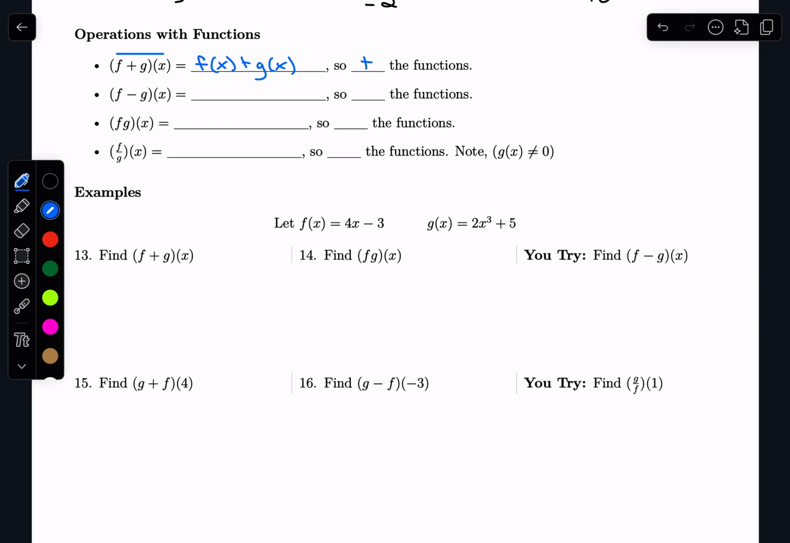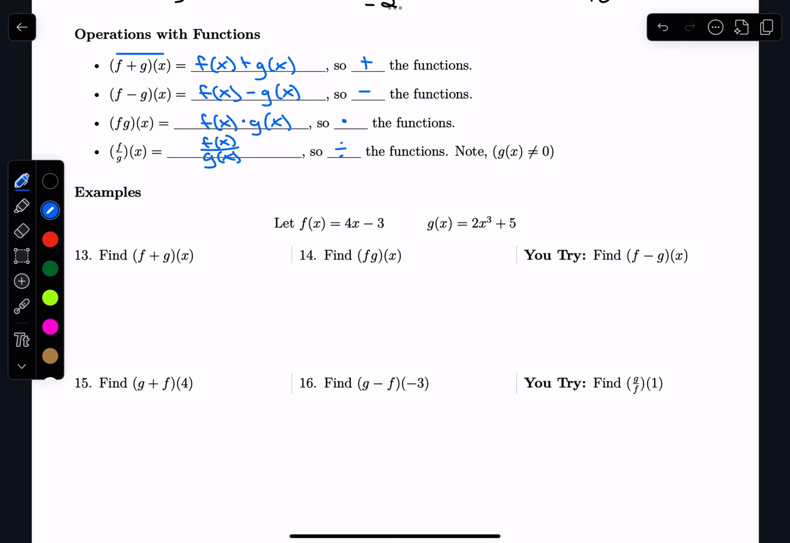F minus g of x is just f of x minus g of x. So all we're going to do is subtract the functions. F times g of x is f of x multiplied by g of x. So we're going to multiply those two functions. And the last one comes with one little caveat. F over g of x is f of x divided by g of x. So we're going to divide the functions.